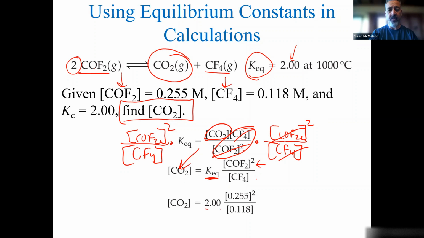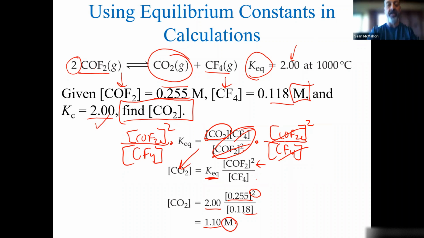So my K of equilibrium was 2. My COF2 is 0.255. That was given, but I can't forget to square it. And then my CF4 is 0.118. When I do the calculation, I see that the concentration of my CO2 is 1.100. It has 3 sig figs because 2.00 is 3 sig figs, 3 sig figs, 3 sig figs. And I add the unit of molarity because it's concentration. And we can see that the molarity units were given here as well. Okay.